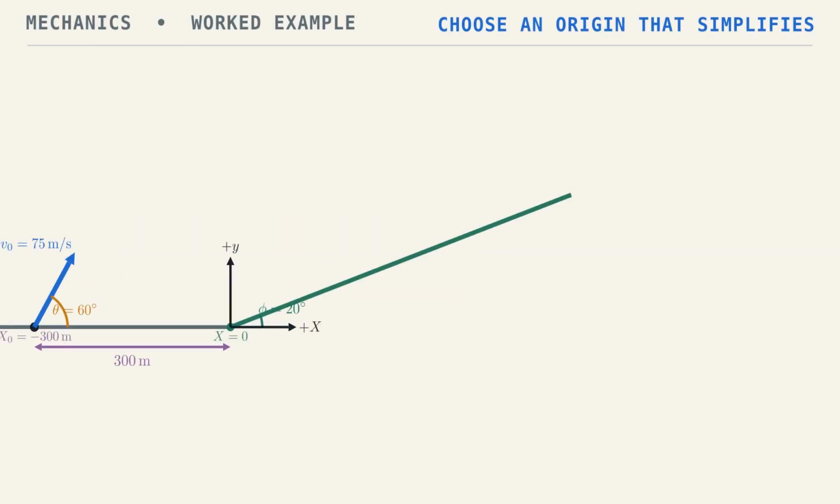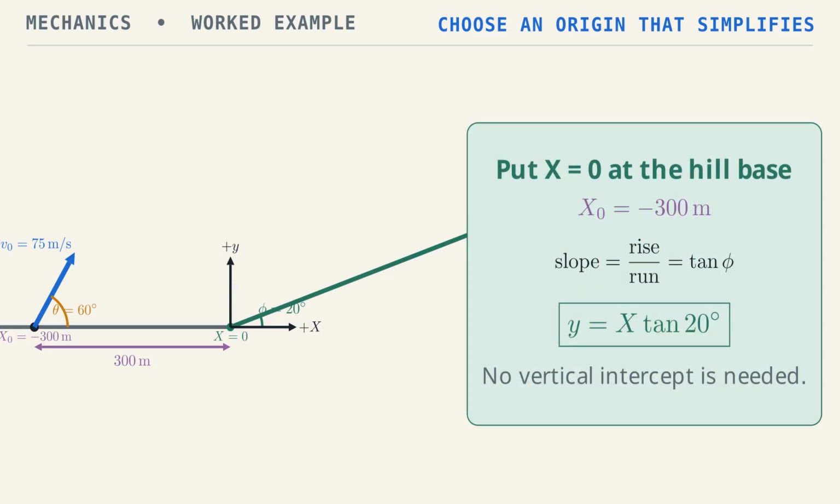Place the shifted horizontal origin at the base of the hill. In this coordinate, the projectile starts at x0 equals negative 300 meters. The hill passes through the origin, so its equation needs no intercept. Its slope is rise over run, which equals tangent phi. Therefore, every point on the hill satisfies y equals x times tangent 20 degrees. Choosing the origin at a natural geometric point removes an unnecessary constant from the landing equation.